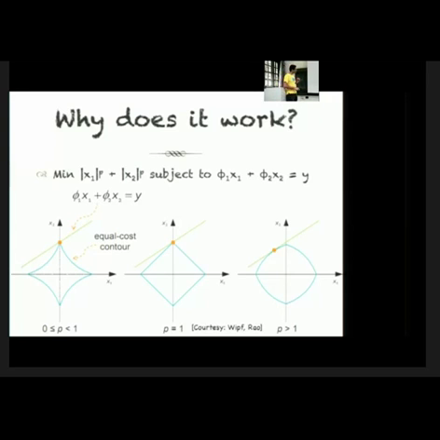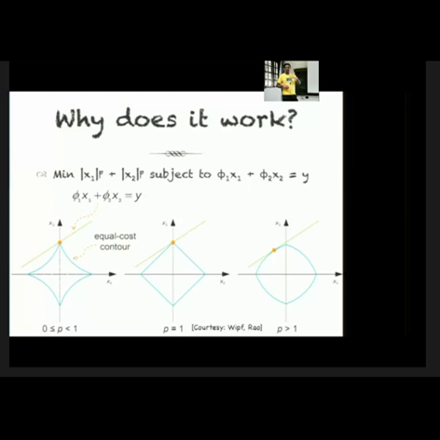P equal to 1 is a sweet spot in between. It's a very special case. In this case, the bubbles are diamond-shaped, and you can see that it is still quite likely that you will meet it at a single point. But if your line happens to be at 45 degrees, then it will meet it anywhere along this line, and any point along this line is a feasible solution with the same L1 norm. So there are multiple L1 norm solutions.